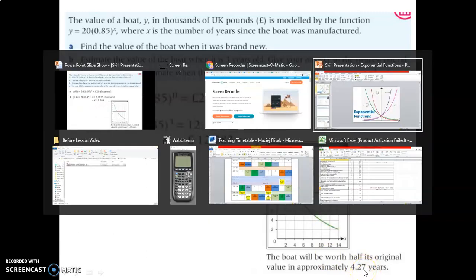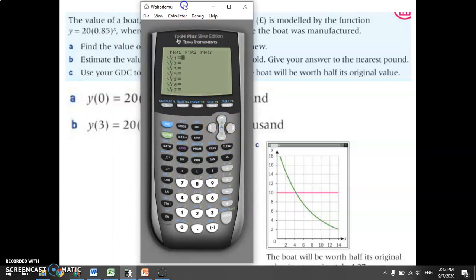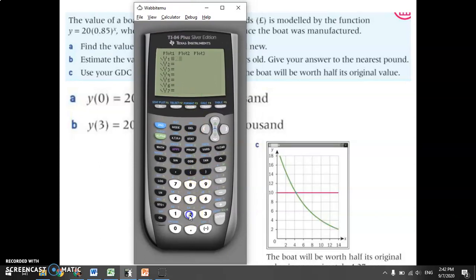Let's see if we can get that on our calculator. Okay, so I'm going to turn it on, and I'm going to clear my previous graph. Go to y equals, clear that. Clear that. I'm going to go up here and enter our function. In this case, our function is 20 times 0.85 to the x power. I want to graph that together with the line y equals 10, because that's the value we're looking for, the 10,000, half its value, and graph that. Let's see what we get.